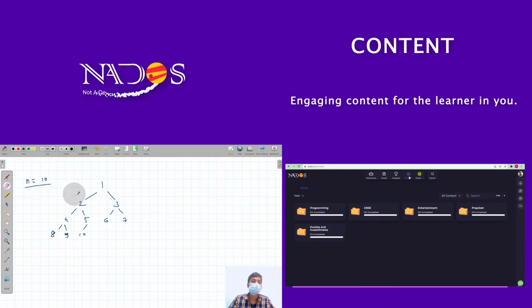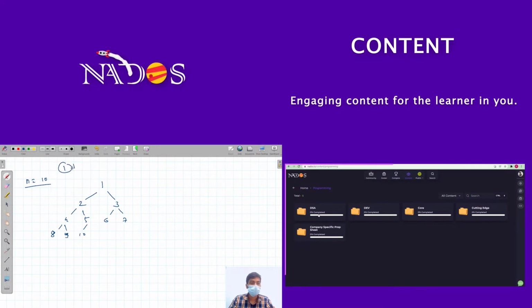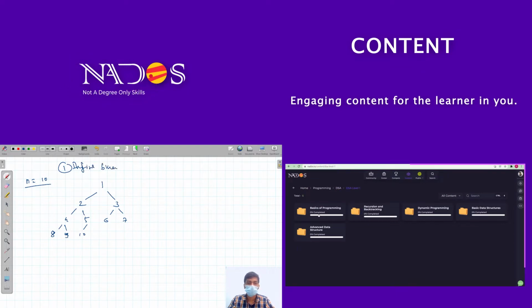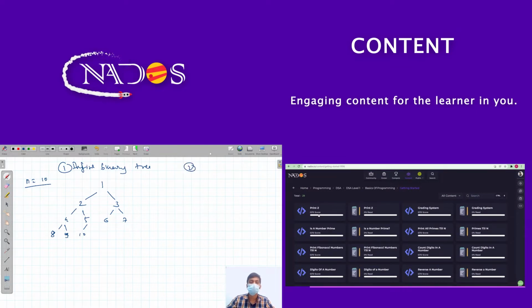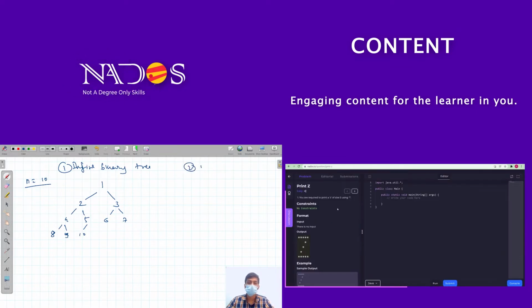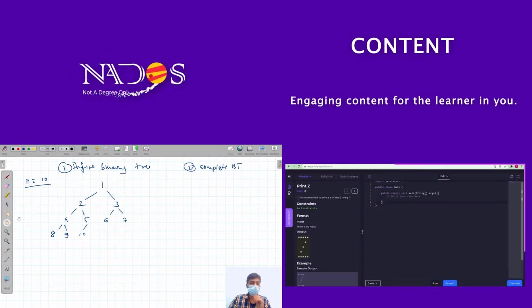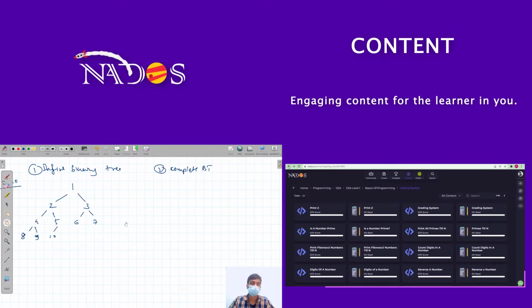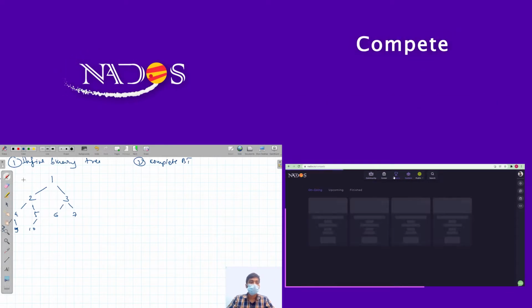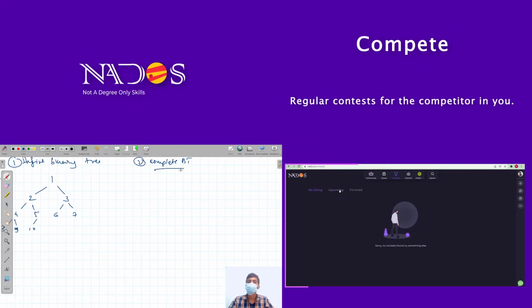Now the second thing given to us is that it is a complete binary tree. The first thing was an infinite binary tree. The second thing given to us in this question is that the tree is a complete binary tree. I'm just going to describe the question really quickly so that you will be able to understand more easily. So we know what is meant by a complete binary tree.